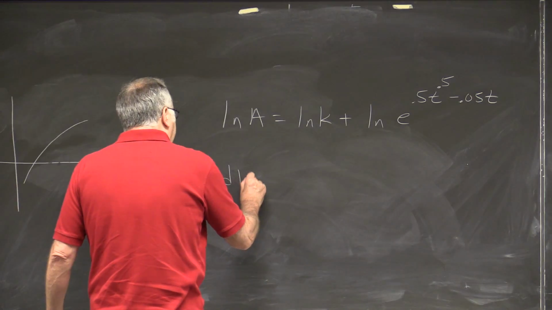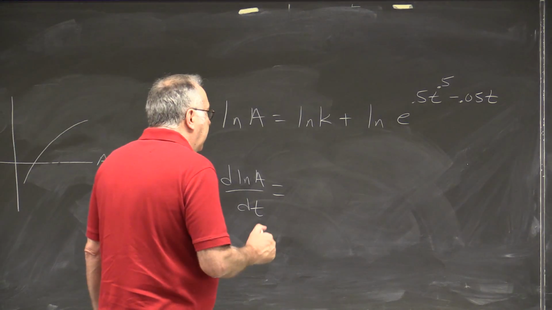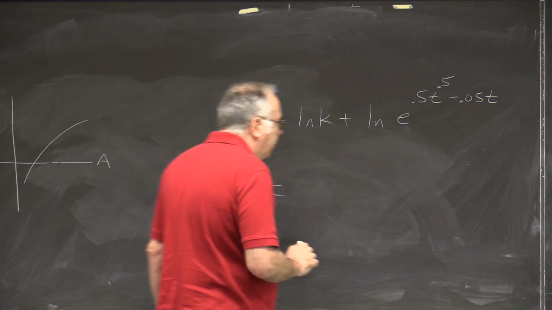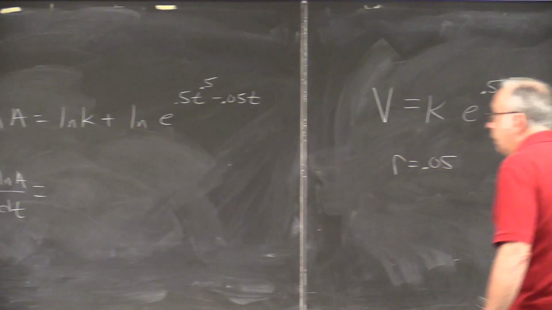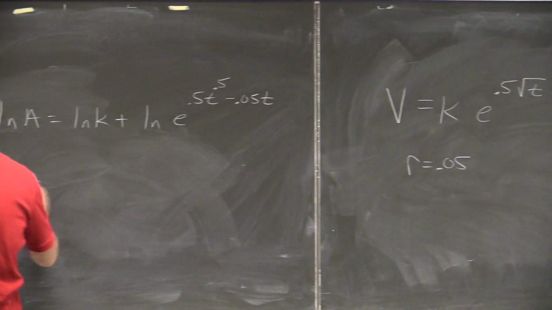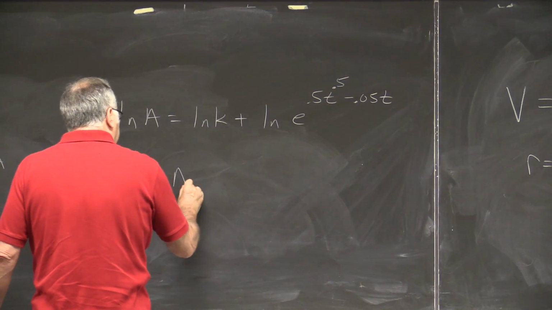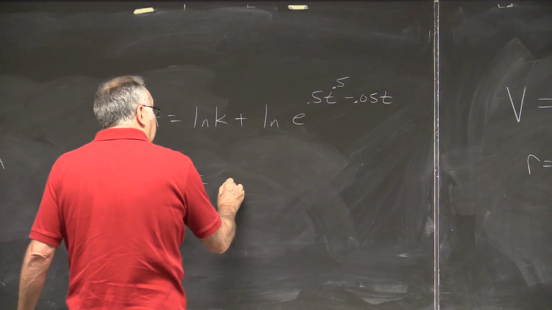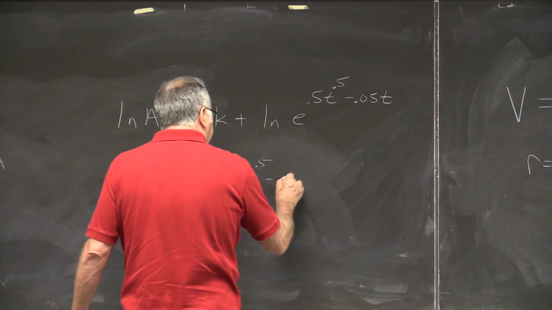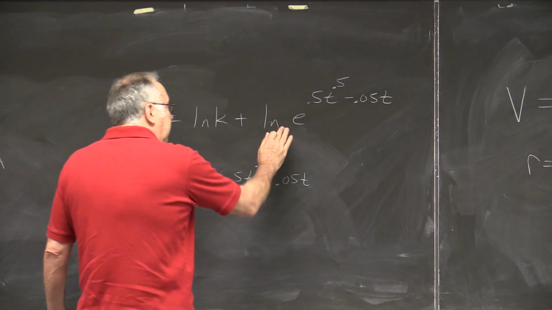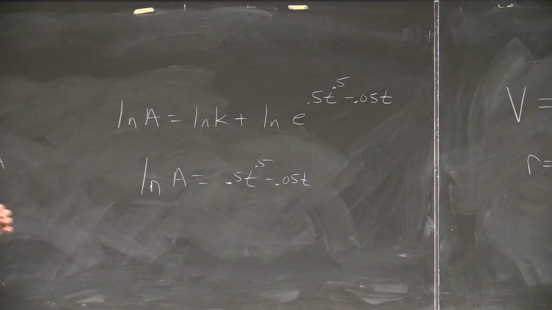Then take the derivative of log A with respect to t. Actually, let me do one more thing. How could we simplify this equation right here? Bring down these exponents. Yeah, let's do that first. Notice log A is equal to log K plus 0.5 t to the 0.5 power minus 0.05 t times the log of e, which is 1. So there is log A.